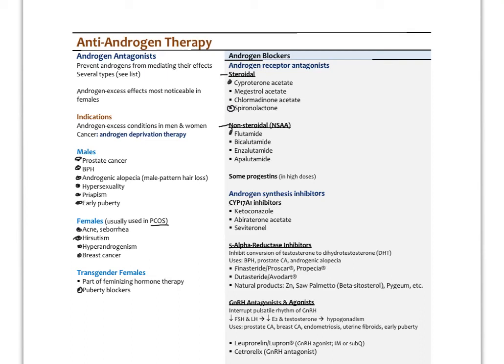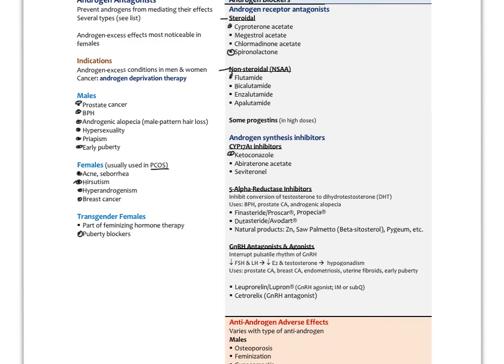There are androgen synthesis inhibitors, and we saw one of these already with the adrenals, and that's ketoconazole. That's a CYP17A1 inhibitor, so this blocks steroidogenesis in the testes. And then there are 5-alpha reductase inhibitors, which are going to block the conversion of testosterone to dihydrotestosterone. So they're not true testosterone inhibitors, but they're blocking that more active form. And that would be the classic ones, finasteride, Proscar. There's a form of this available for male pattern hair loss, and that's called Propecia.